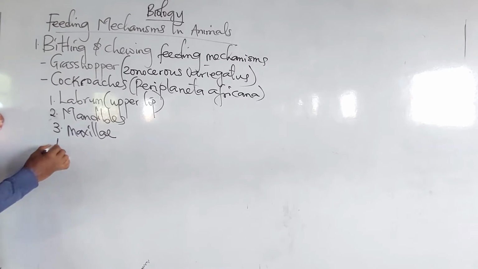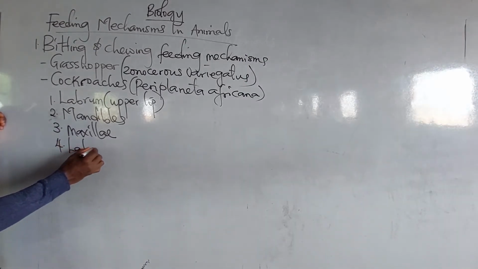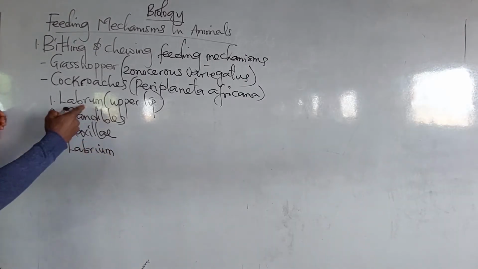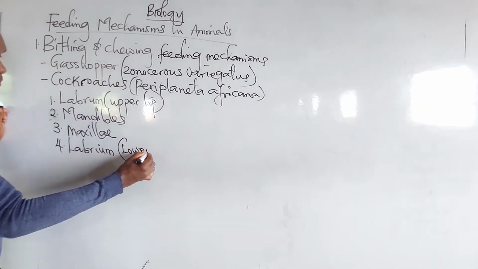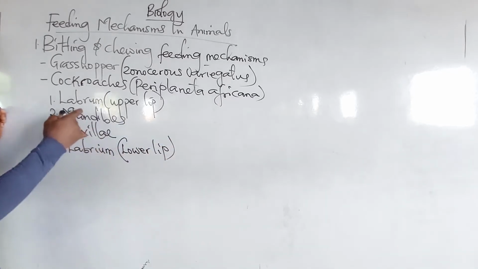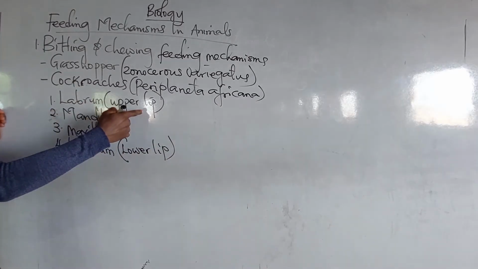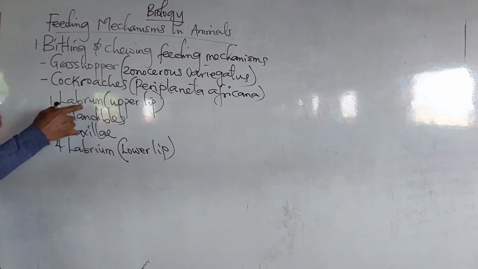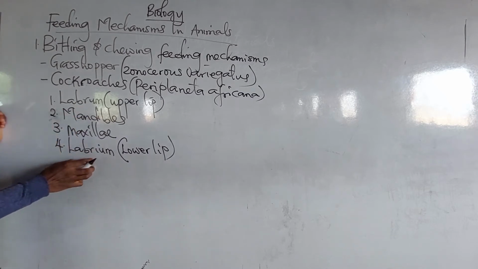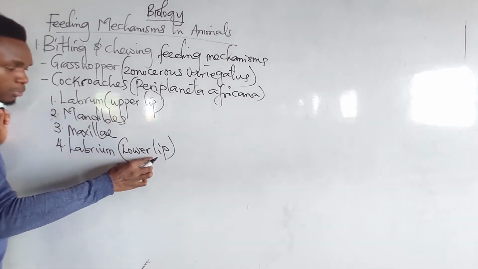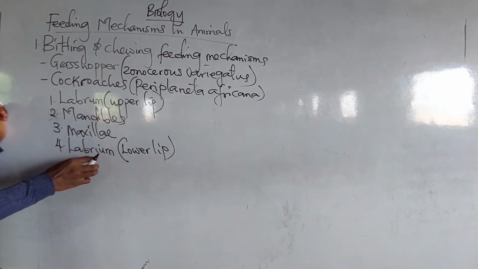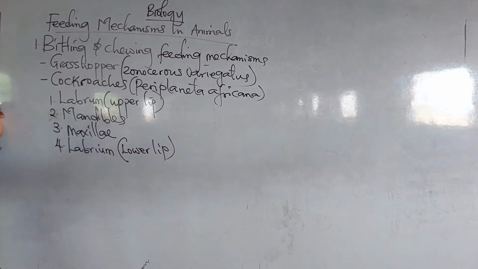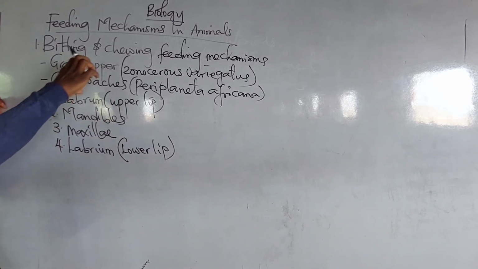Now the fourth one, you now have the labium. The labium, please take notes. Don't take this for this. The labium, the one that has an I, is called the lower lip. The one with no I is called the upper lip. Don't take one for the other. Okay, just be careful about that. Now the labium or the lower lip prevents the wastage of food materials off the mouth of these organisms.